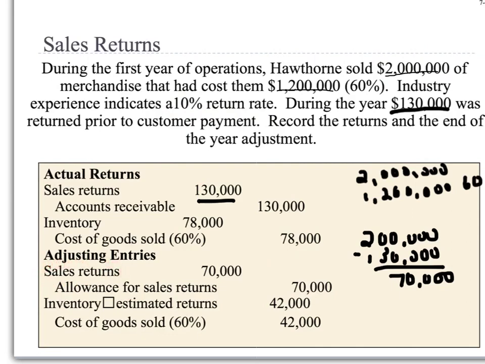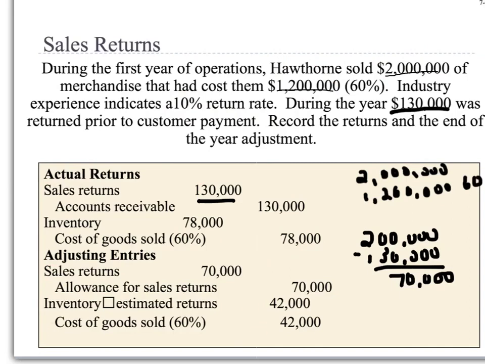Now, this 42,000 is based on taking the 120,000 times the 10%. That comes out to 120,000, right? So the 1.2 million times 10% gets you to the 120, and then you have to take out what you've already booked, so the 78 deduct to get you to the 42 here.